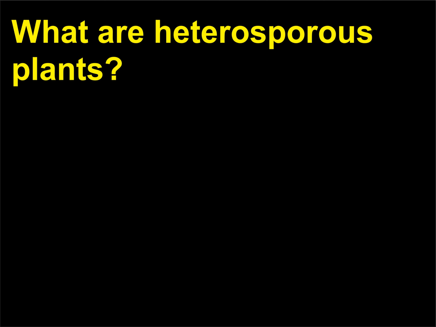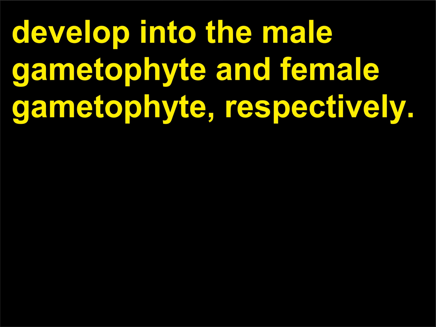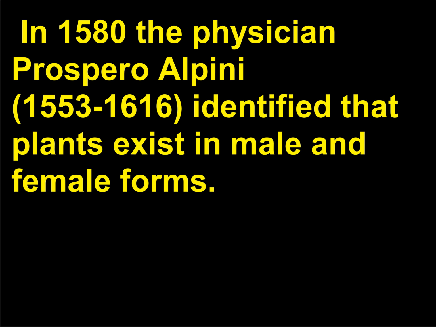What are heterosporous plants? Heterosporous plants produce two types of spores, microspores and megaspores, which develop into the male gametophyte and female gametophyte, respectively. In 1580 the physician Prospero Alpini, 1553 to 1616, identified that plants exist in male and female forms.